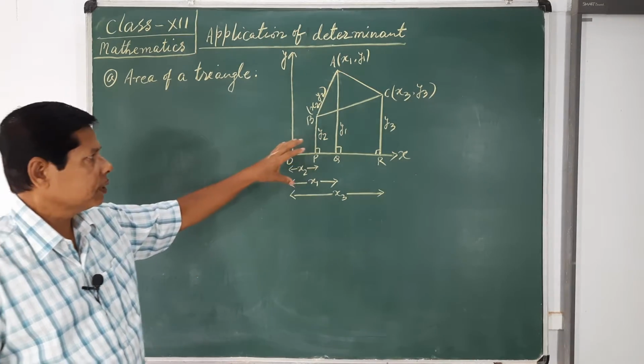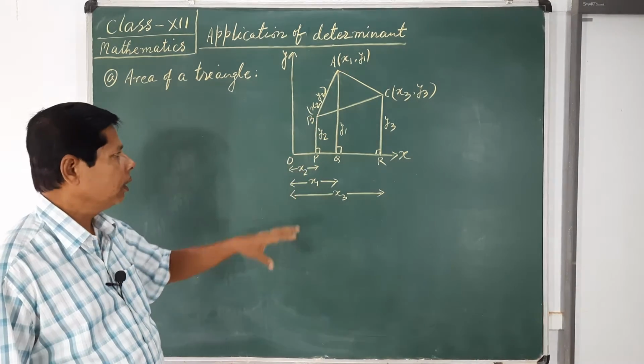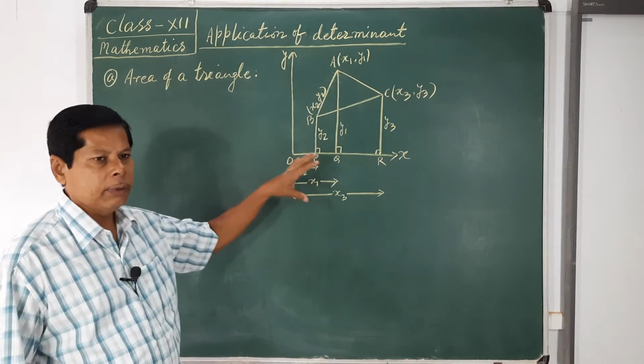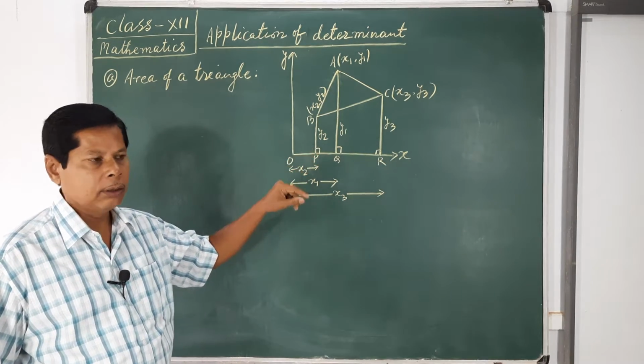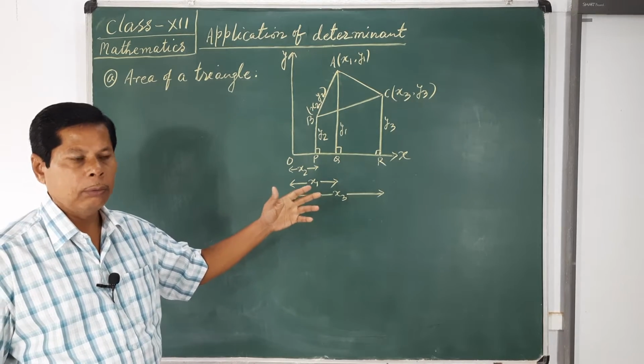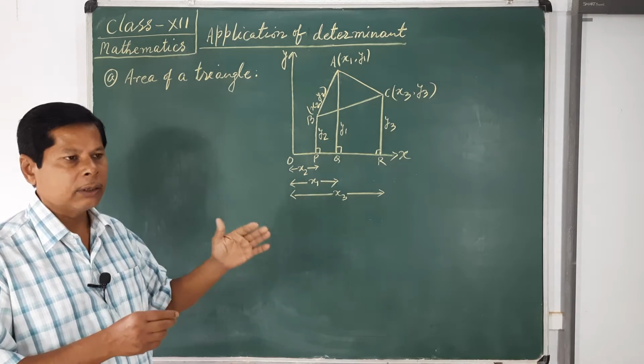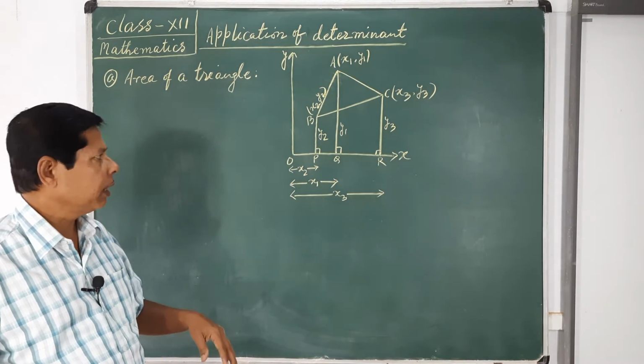So let us consider first the area of a triangle. How shall we find it out using determinant? This particular derivation is of class 10. Many of you may know the derivation, but we shall relate that result with the determinant.